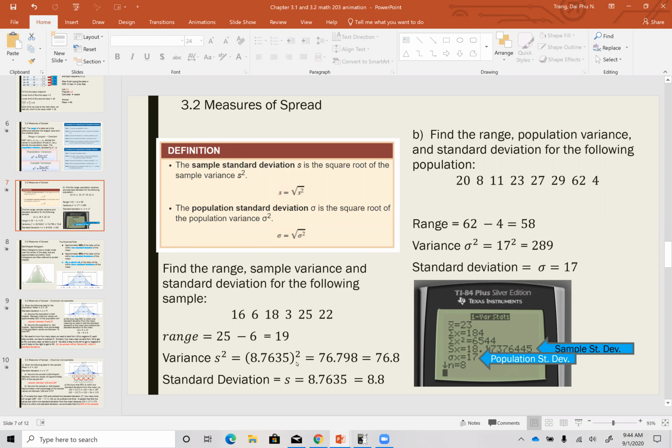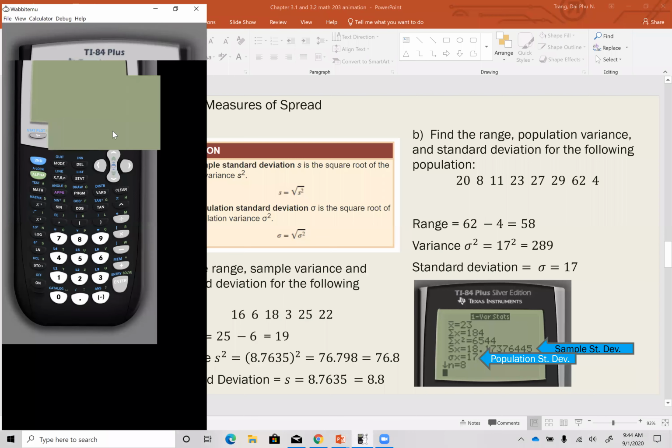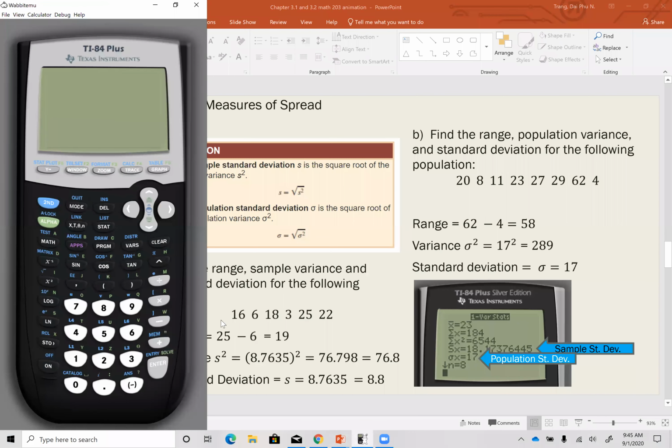To find the variance, you need to take the standard deviation and square it. If you have the calculator, just go back to do the first problem. For those of you who did not have a calculator earlier or last time, to find the range is easy. The range is the highest minus the lowest.